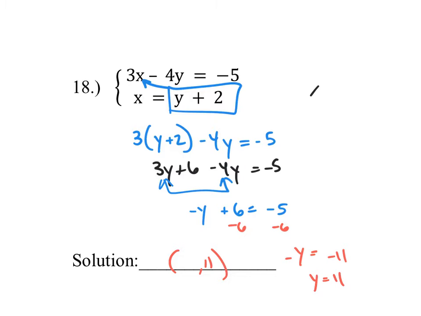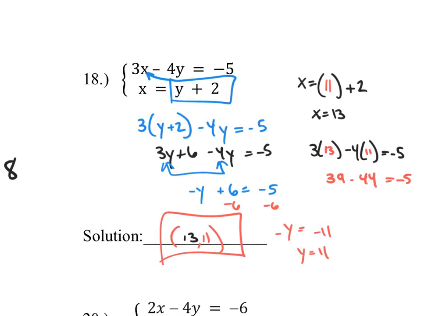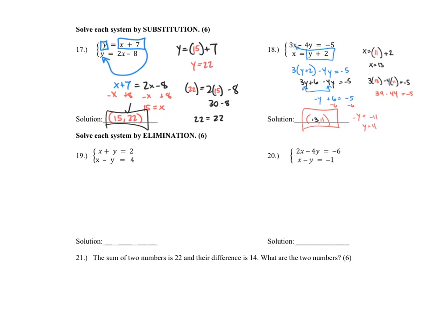We'll find the x-coordinate by going back into one of the equations and plugging in y as 11. And when we do that, we'll get that x is equal to 13. And you should always double check it with the other equation to make sure that we didn't make any small mistakes. And when I plug in 13 and 11, we get 39 minus 44, which does give us a negative 5, confirming that answer is correct.